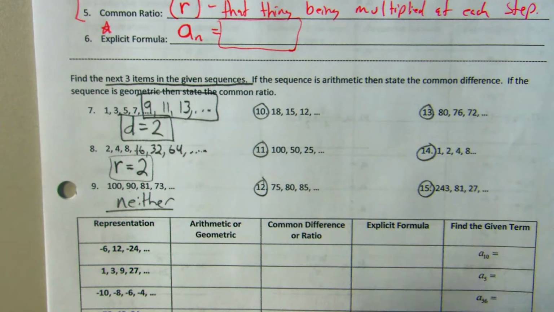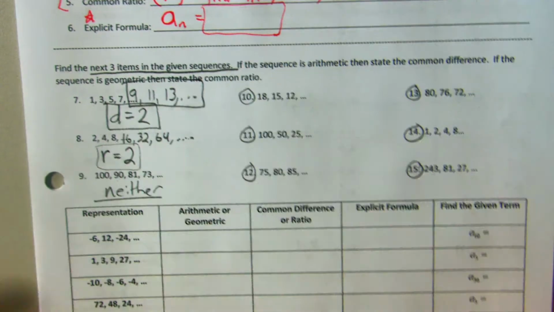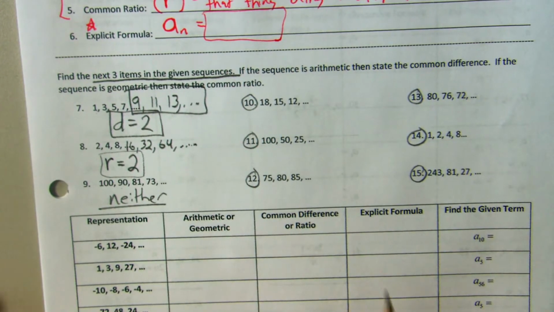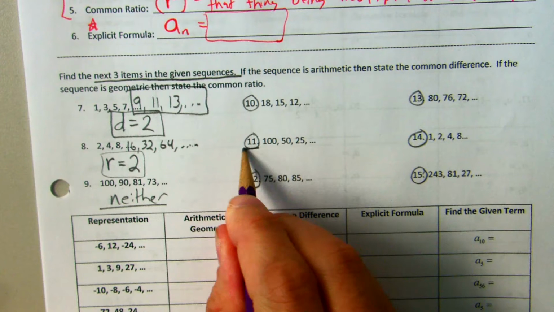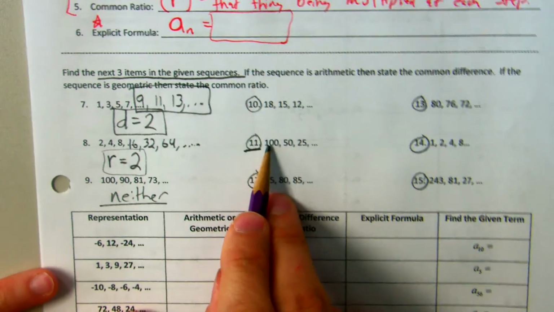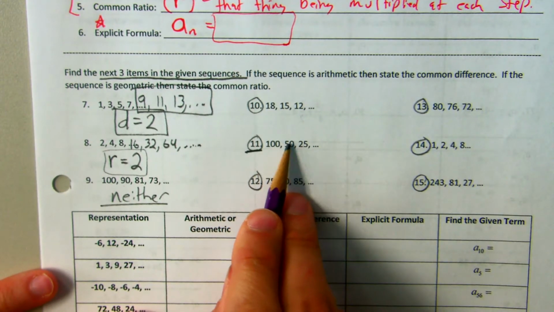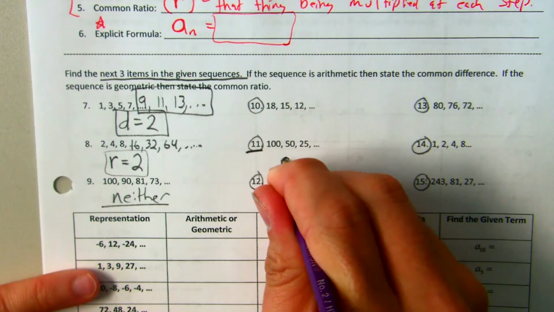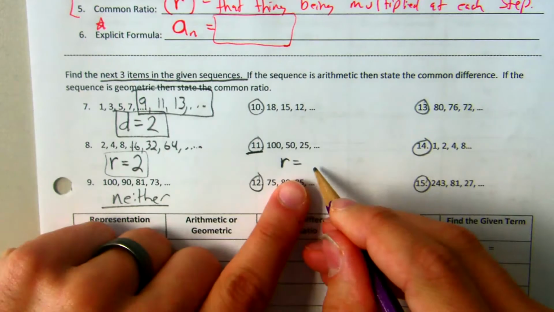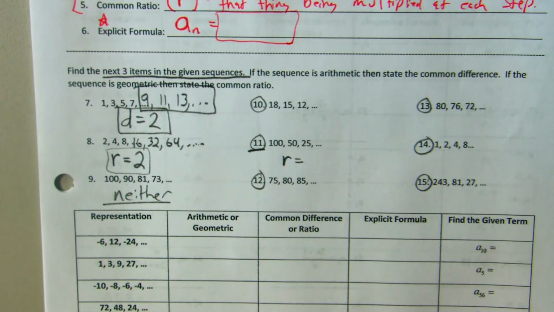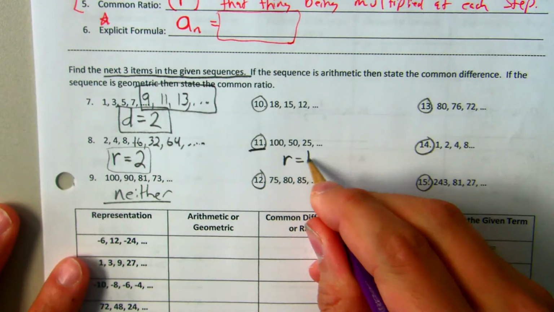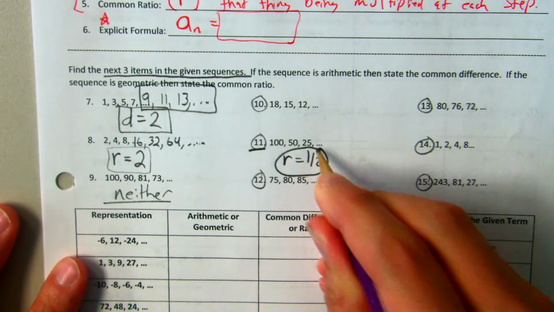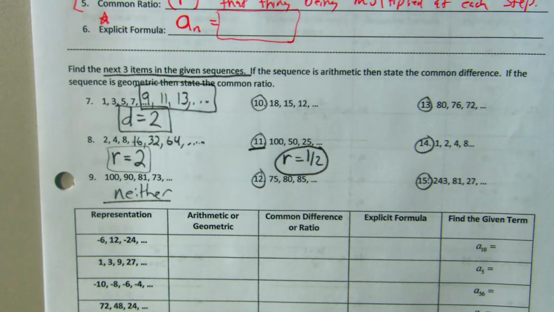So the two that I will pick are the ones that are maybe just a touch different than what we looked at. Like 11. From here to here and here to here, you're dividing by 2 each time. It doesn't mean that the common ratio is 2. If you're saying that the common ratio is 2, it means you're multiplying by 2. So a different way to achieve the same goal is to say that the common ratio is a half. Because multiplying by a half is the same as dividing by 2.